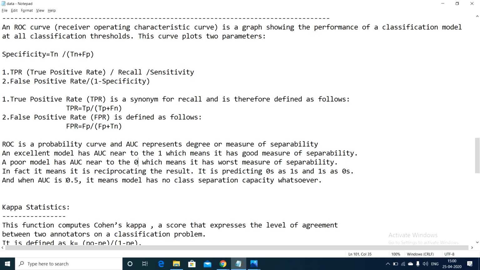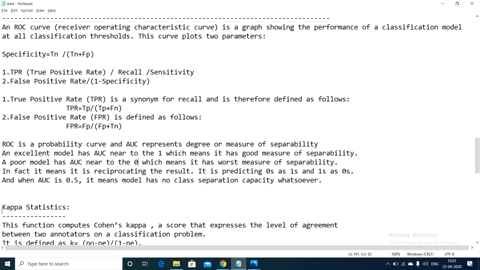So if you use any classification algorithm, or any ensembling technique, you will apply all these parameters. So this is very important for us to know about. At that point, if you are getting AUC value as 0, then we need to understand that there is the worst measure of separability.